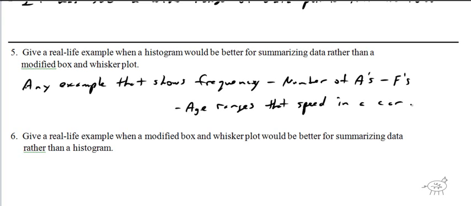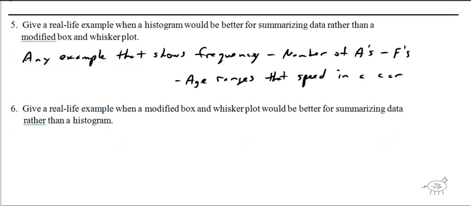Number 6 says, give a real life example when a modified box and whisker plot would be better for summarizing data rather than a histogram. So remember, with the box and whisker plot you're looking at ranges. If you have a whole bunch of data and you're looking at specific ranges, that's where it would come in handy, as opposed to breaking it up into groups. So I could say something like scores on a test. And maybe instead of actual A's, B's, and C's like I talked about in number 5, I'm looking at percentages.